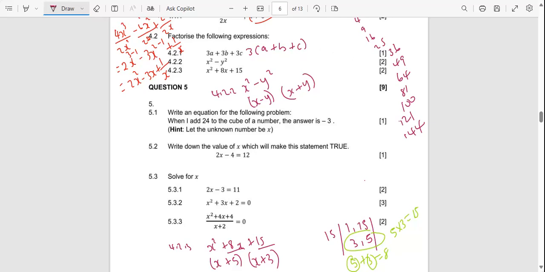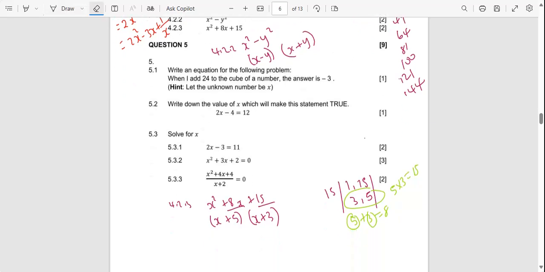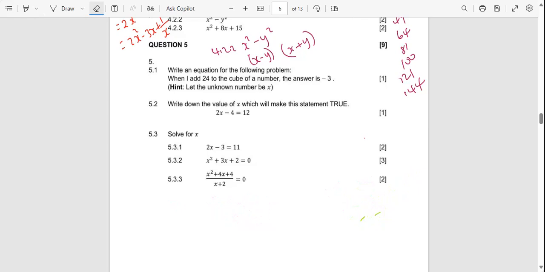Let's proceed to question 5. Let me quickly rub the board before we proceed to question 5, because I'll have to write down.